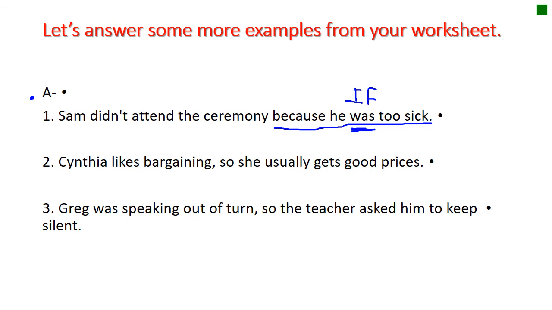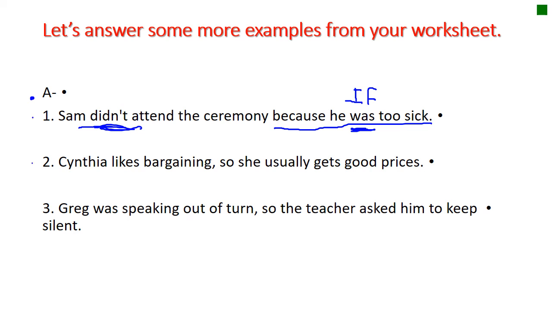And here it's positive, I need to write it in the negative. If Sam hadn't been too sick, let's take a look here. This is negative, we need to change it to positive. And with the past perfect, when you see in the chart, we need to write would plus have plus past participle. If Sam hadn't been too sick, he would have attended, because we need a past participle, the ceremony. If Sam hadn't been too sick, he would have attended the ceremony. Okay? Number 1.